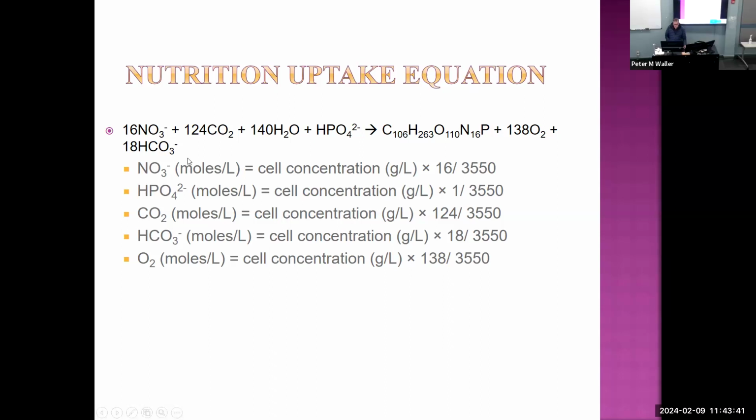So in order to calculate the amount of nitrate uptake, which is the species that we're going to assume that we have in the raceway, because we add fertilizer as nitrate, we're going to take the cell concentration change in grams per liter. We're going to multiply that times 16. That 16 is over here. And then we're going to divide by 3550. And that's going to give us our change in moles per liter of nitrate. And then we'll do the same thing for all of them.